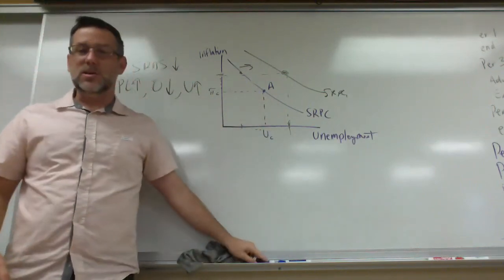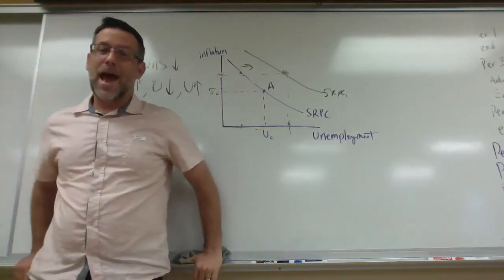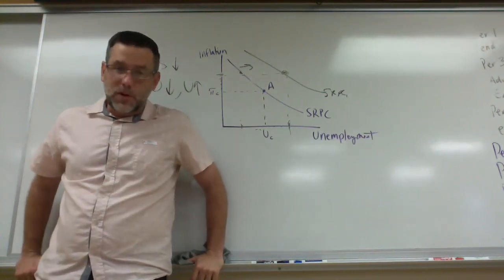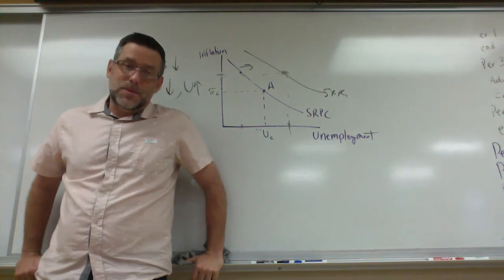So basically, there's no new shifters on this graph. It's an add-on for aggregate demand, aggregate supply. Aggregate demand is going to be a mover. Aggregate supply is going to be a shifter.